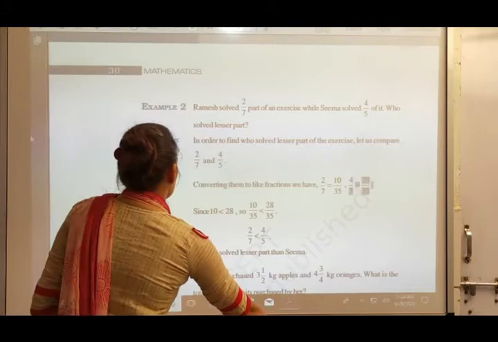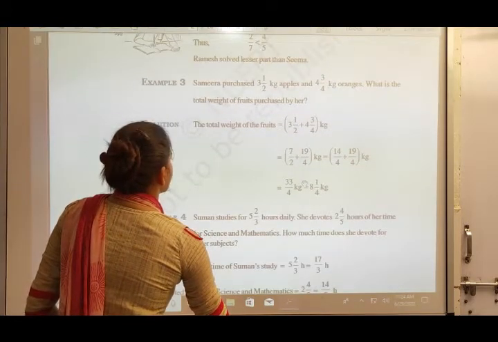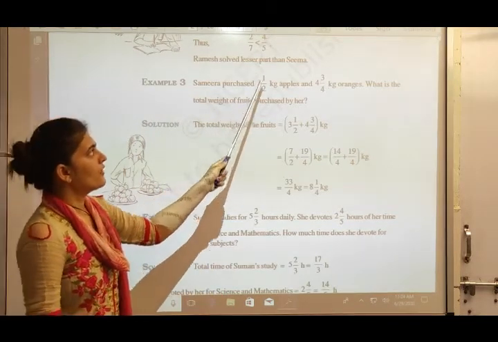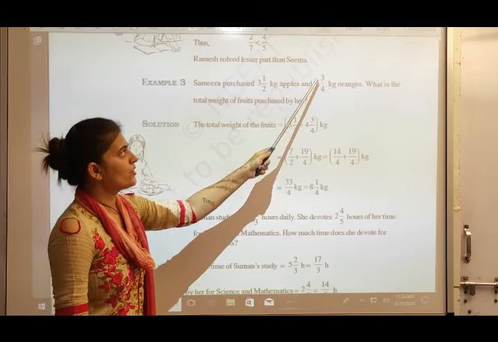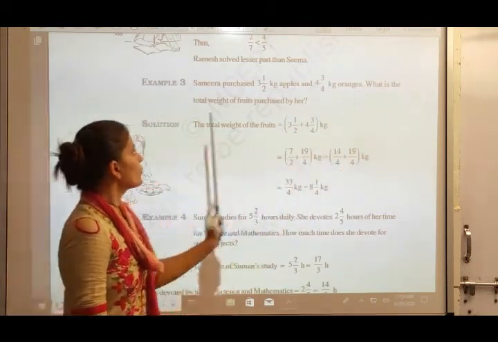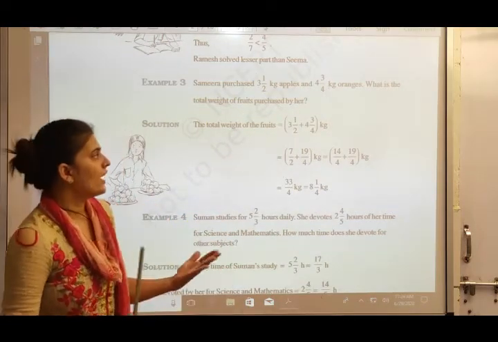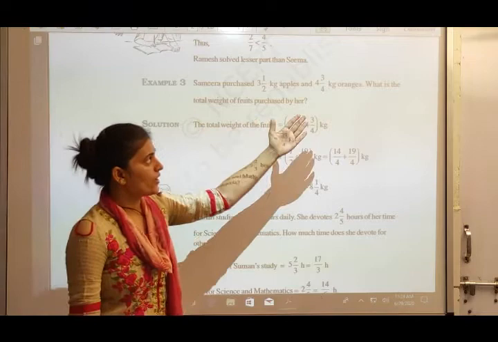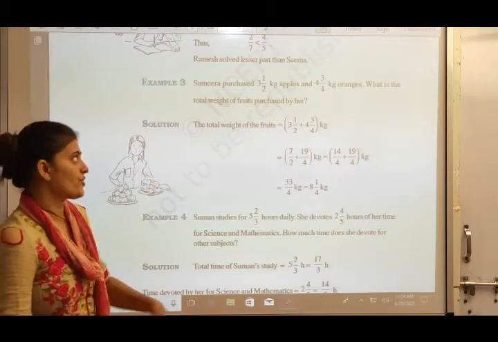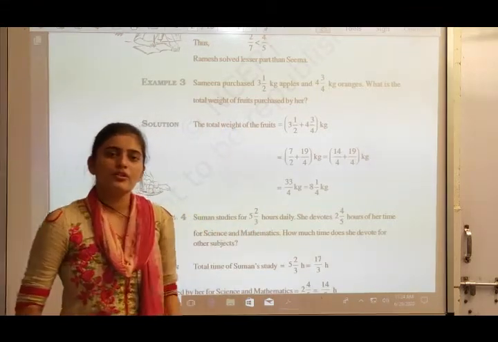Now example number 3. Samira purchased 3 1 by 2 kg apples and 4 3 by 4 kg oranges. What is the total weight of fruits purchased by her? Now the apples and oranges are given in kg, but they are given in mixed fractions. 3 1/2 is a mixed fraction, 4 3/4 is also a mixed fraction.